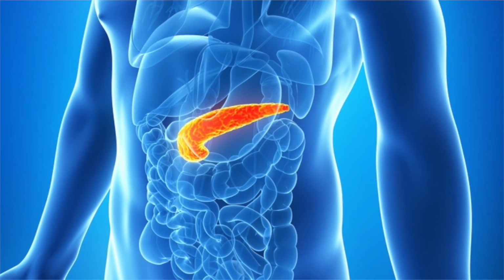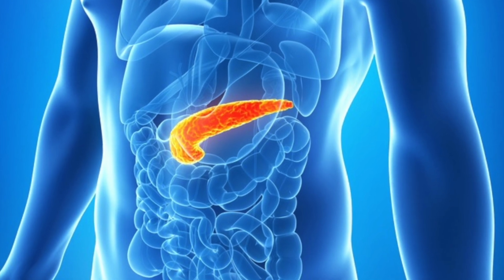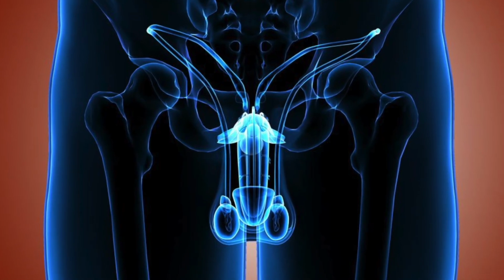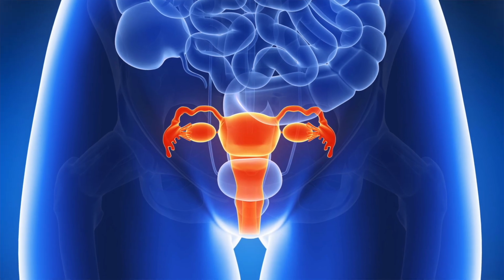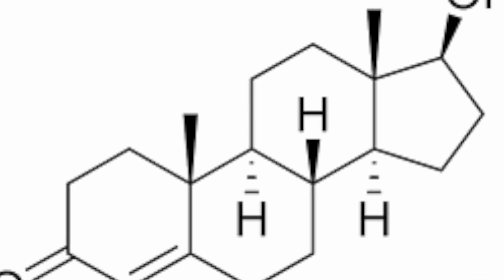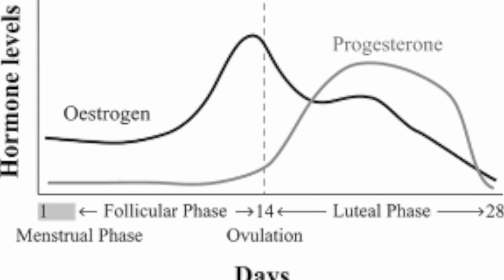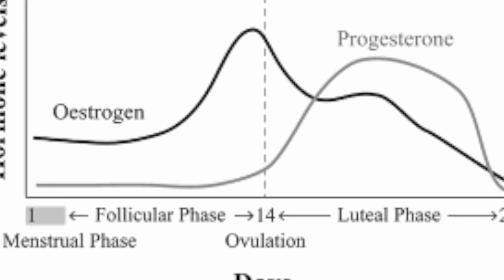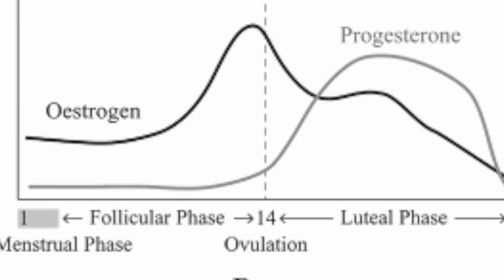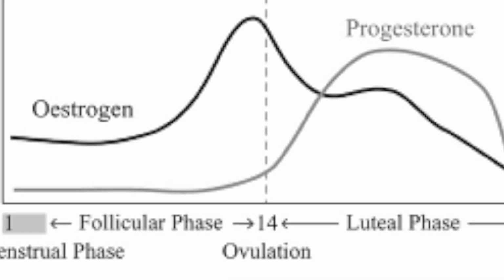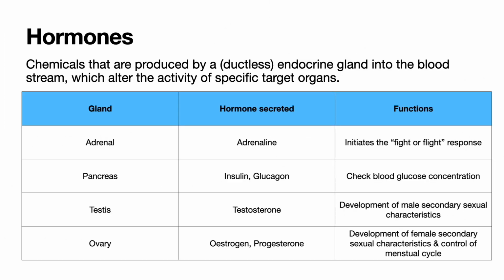The pancreas secretes two hormones, insulin and glucagon, which check the blood glucose concentration. Testes and ovaries are endocrine reproductive glands secreting testosterone and estrogen and progesterone respectively. They develop the male and female secondary sexual characteristics, and estrogen and progesterone control the menstrual cycle in females.